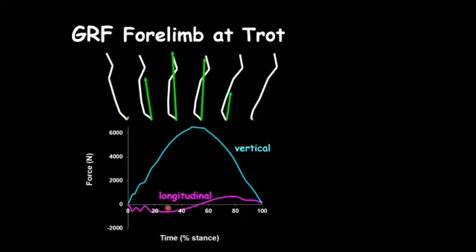So with a negative longitudinal force, the vector points backwards, and the effect is to decelerate or slow the forward movement. And then in the second half of the stance phase, when we have a positive longitudinal force, the force vector is pointing forward towards the horse's head, and the effect is to accelerate the horse's body forwards.